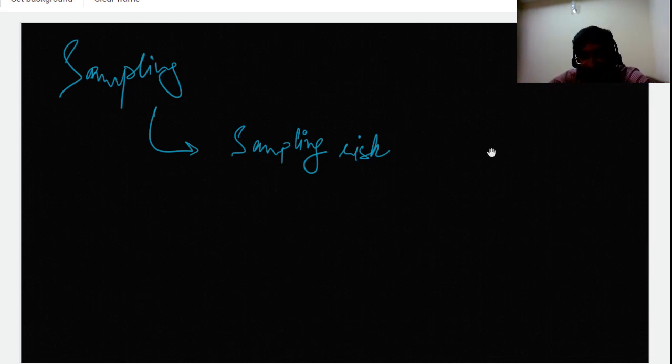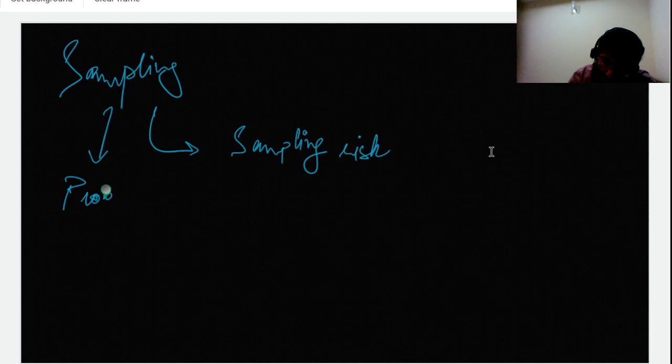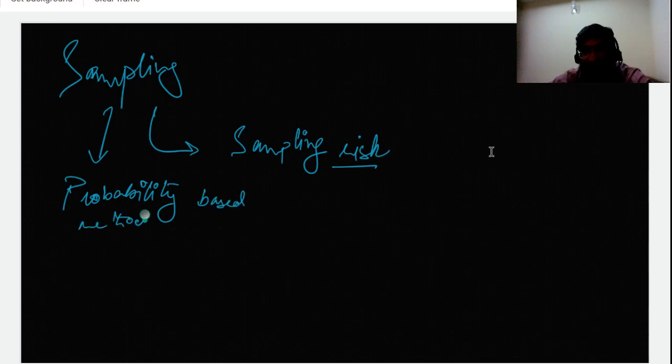Then there are two types of sampling methods. One is probability based and the other is non-probability based. Let's talk about probability based first. In probability based methods, the first one that we have is random sampling.